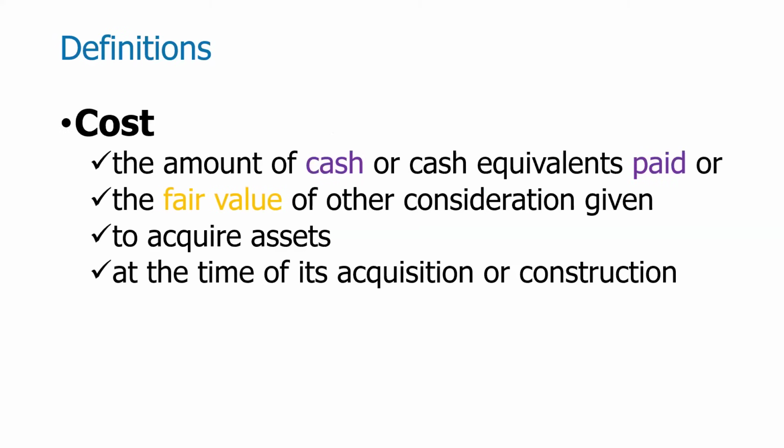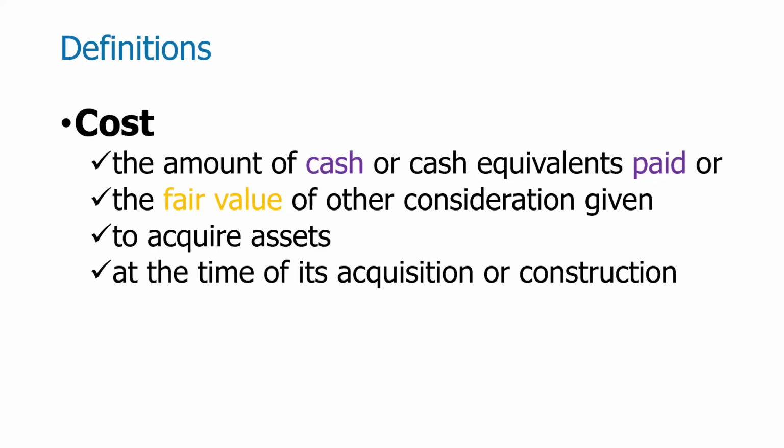When we say cost, what do we mean? The standard has defined cost for you. Very soon we'll be coming across cost a lot. So let us first define cost. When we say the cost of PPE, what do we mean? Cost of PPE is the amount of cash or cash equivalent that is paid, or the fair value of other considerations given to acquire the asset at the time of its acquisition or construction. So that is the definition of cost. This is how we define the cost of PPE.